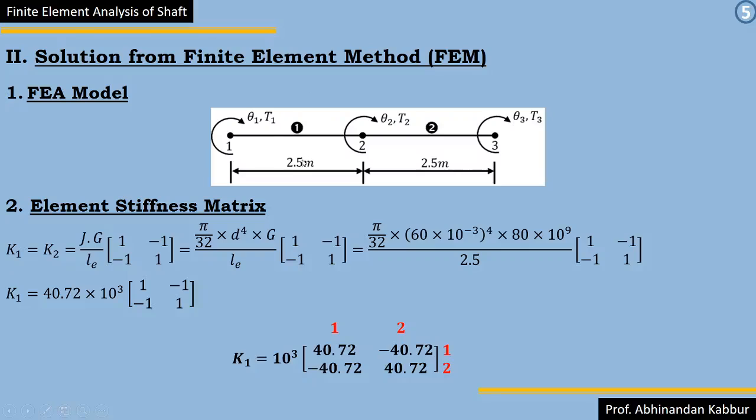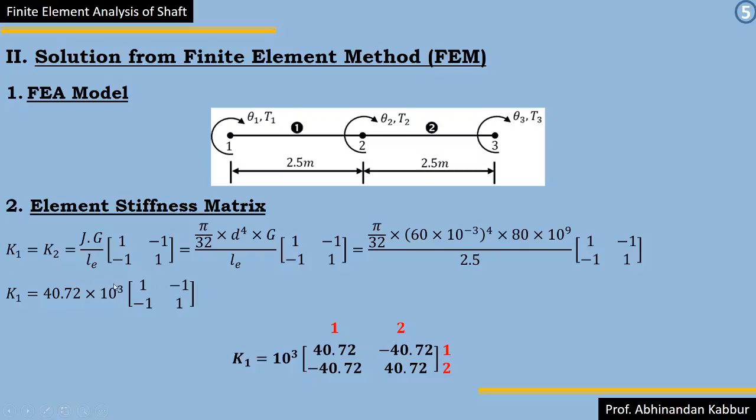Then first I need to calculate the element stiffness matrix for the first element. So we know my length is the same, my G value for both elements is the same, and J value is also the same, because it's a solid shaft of uniform diameter. Therefore my K1 is equal to K2, and when I substitute the values of J, G and length of the element and solve, it is 40.72 into 10 to the power of 3, times the matrix of 1 minus 1, minus 1 1, as it is.